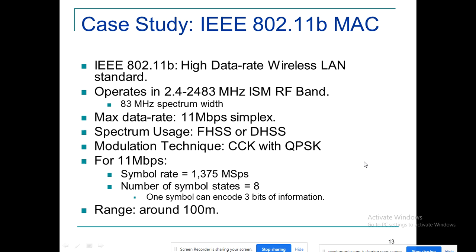The modulation technique they'll be using is QPSK. So what could be the symbol rate for 11 Mbps data transfer? How many states have to come? What is the maximum number of bits of information that a symbol can encode? 8 means 2 power 3, so 3 bits of information can be encoded, and the range is 100 meters.